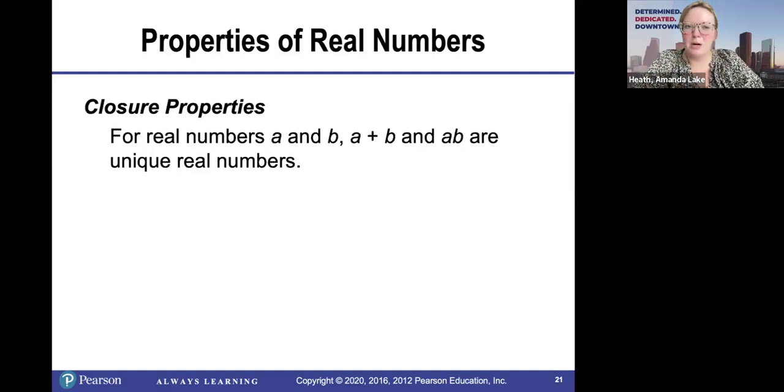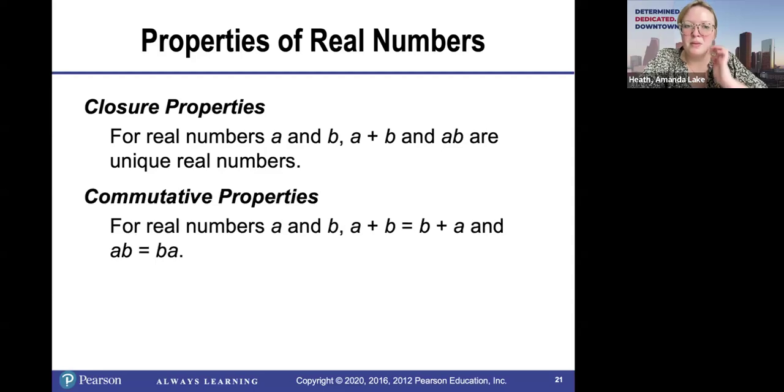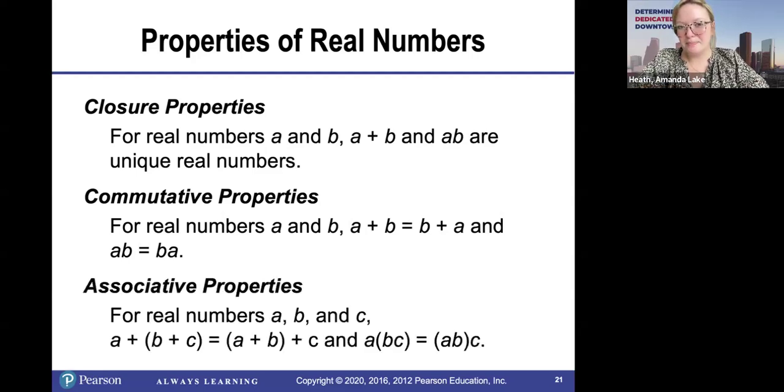So the real numbers have several properties that are really useful for us in mathematics. So the closure properties tell us that if we have any A and B in the set of real numbers, then their sum and their product are going to be real numbers. So we can't get anything outside of the real numbers when we add or multiply any two real numbers together. We also have the commutative property for multiplication and addition. So if we have real numbers A and B, A plus B is equal to B plus A, and A times B is equal to B times A.